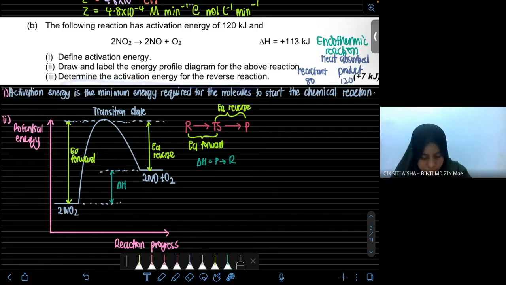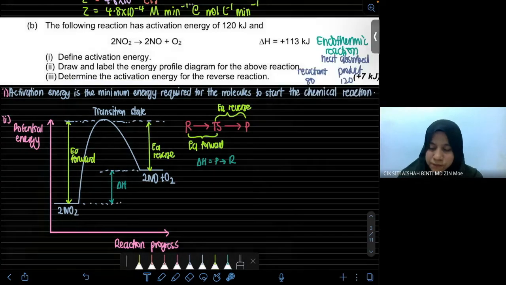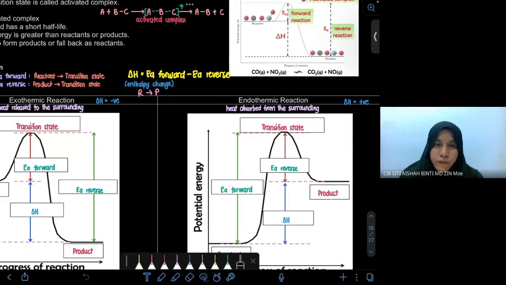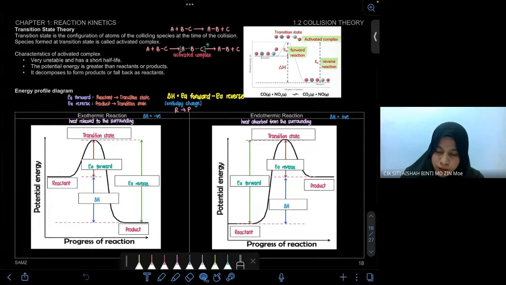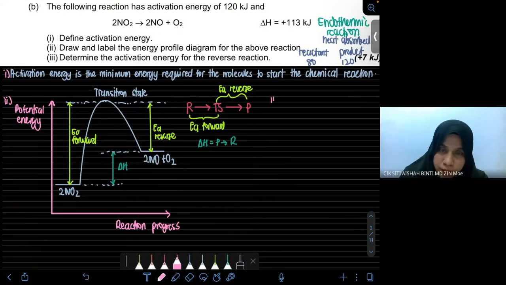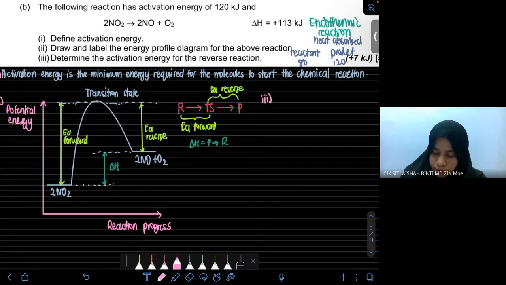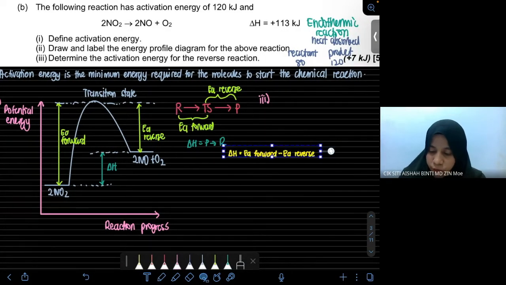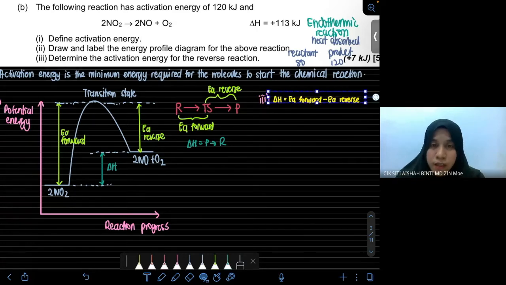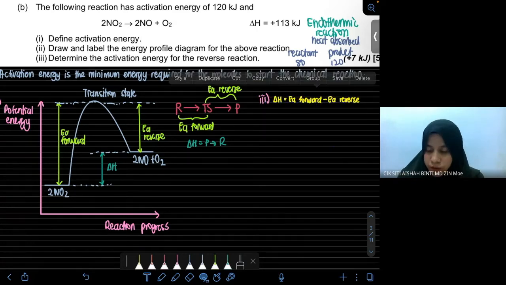For the activation energy of the reverse reaction, you must also remember the calculation like this. Look back at the notes earlier. Delta H is activation energy forward minus activation energy reverse. Okay, so let's look here. I'm just going to write it down on the side. So we know that this is the formula: delta H is EA forward minus EA reverse.